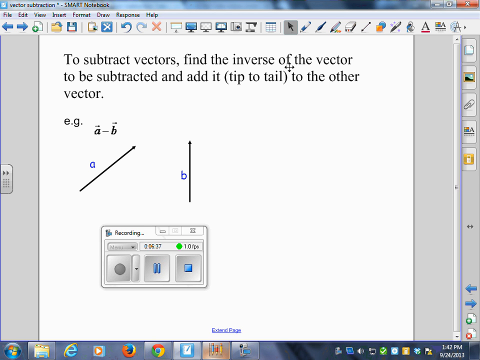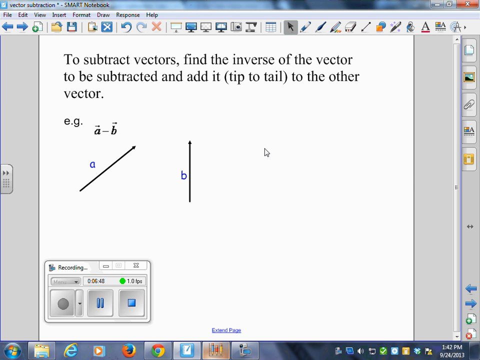Subtract vectors, find the inverse of the vector to be subtracted, and add it tip to tail to the other one. So here's A, and here's B. Where is my negative B? Is it here? Okay, how am I going to do this? You can do it tip-to-tip, and some textbooks teach it like that. It's fine, but I would prefer it to be tip-to-tail.